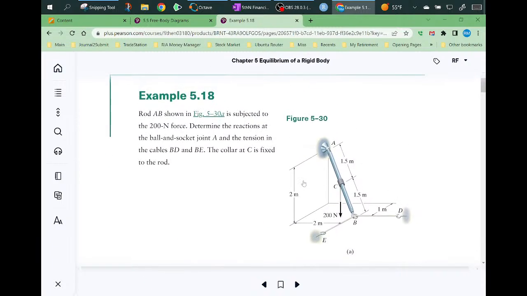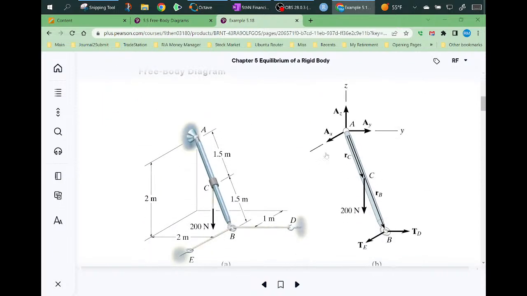Here's a situation where your reactions here, and here, these are straightforward. They can only be in tension. They can carry three different loads, but it looks like a ball joint, so it can carry no moments. And that's what you get.